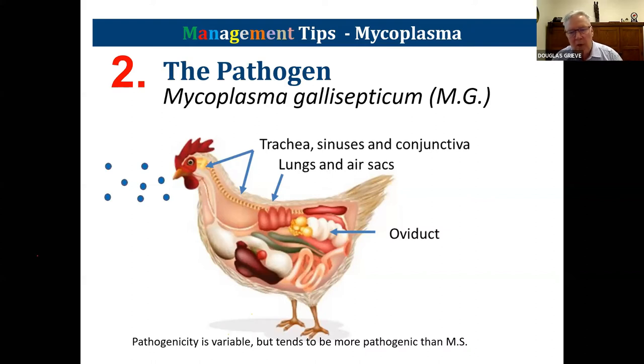The pathogenicity of MG is very variable. We have strains that are highly pathogenic, and then we have milder strains. And some of those milder strains have actually been utilized as vaccine candidates. When MG is pathogenic, it tends to cause a very severe respiratory disease, very profound drops in egg production. And this is particularly true when the MG is combined with other respiratory pathogens or opportunistic bacteria like E. coli. Comparing MG to MS, MG tends to be more pathogenic than MS strains. In the US, 30 to 40% of the commercial laying flocks are positive for MG, but vaccination is also very widespread.